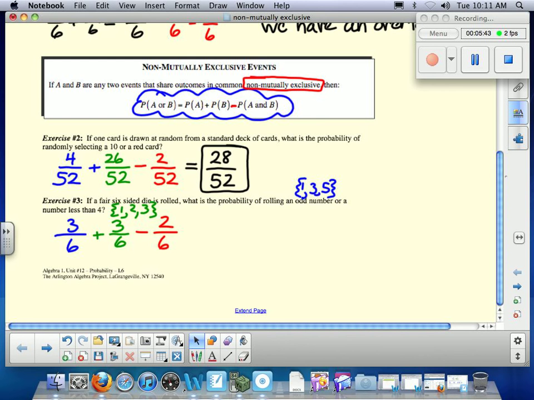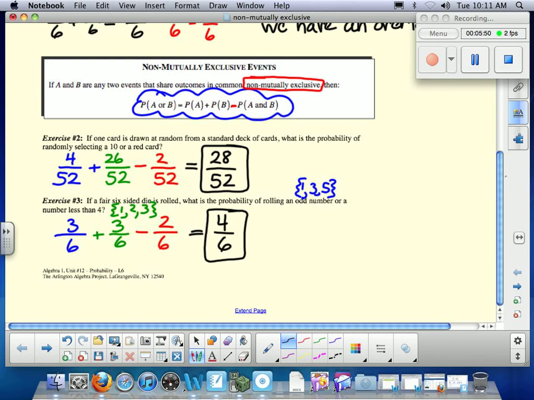What do we get for a final answer? 4 and 6. 4 out of 6. Okay, to the back.